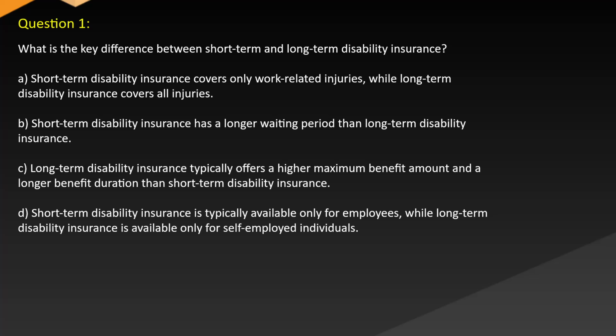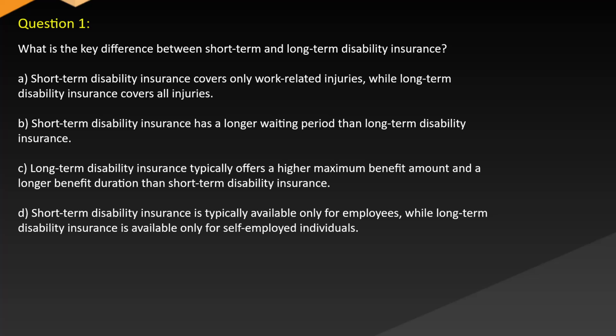Question 1. What is the key difference between short-term and long-term disability insurance? A. Short-term disability insurance covers only work-related injuries, while long-term disability insurance covers all injuries. B. Short-term disability insurance has a longer waiting period than long-term disability insurance. C. Long-term disability insurance typically offers a higher maximum benefit amount and a longer benefit duration than short-term disability insurance.